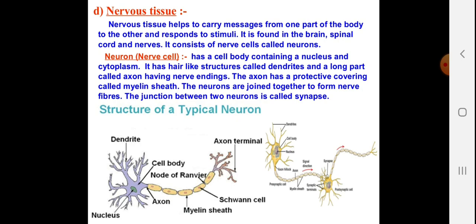Sometimes it might happen that you enter a room and you forget why you had entered that room, or why you called somebody. That is because your myelin sheath has stopped working properly, so the nerve impulses of your neurons lost their connections. The neurons are joined together to form the nerve fibers. The junction between two neurons is called the synapse, which is responsible for carrying the message from one neuron to another neuron. So this was all about the introduction to this chapter.